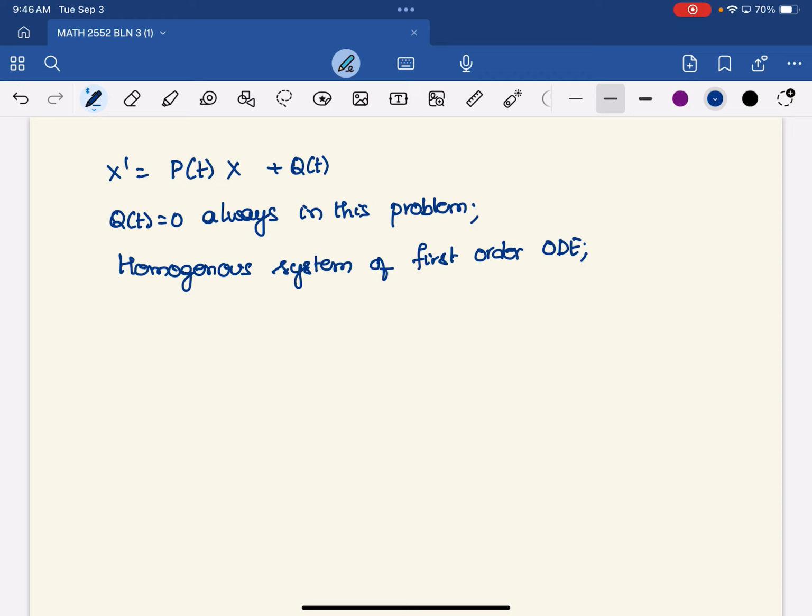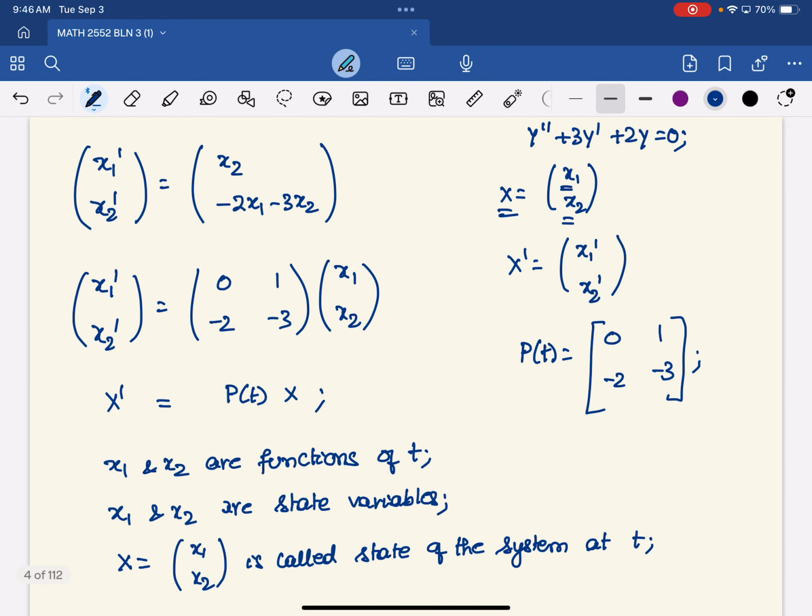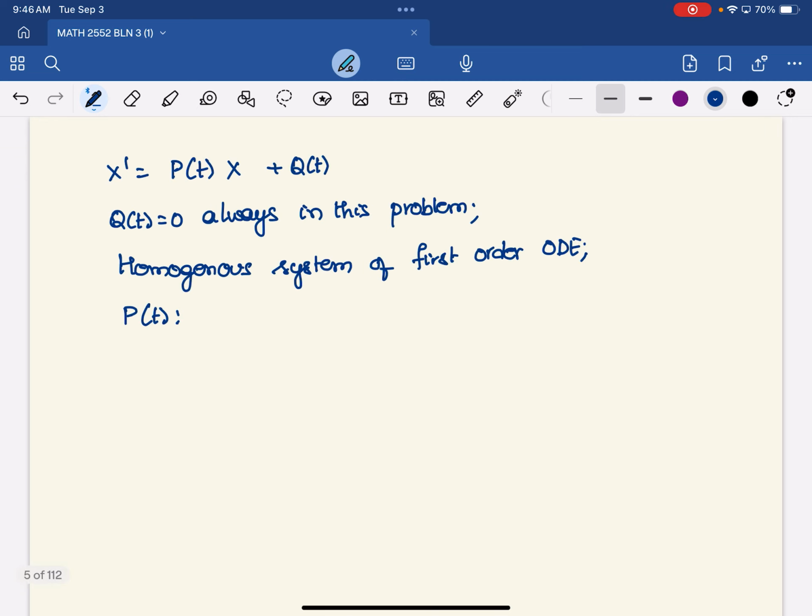Now here I wrote p of t. p of t is a constant matrix. Really, there are no functions of time, so I can as well write this as p. So p is a coefficient matrix here. There are no functions of t, so it is a coefficient matrix. Do you agree with me on that?